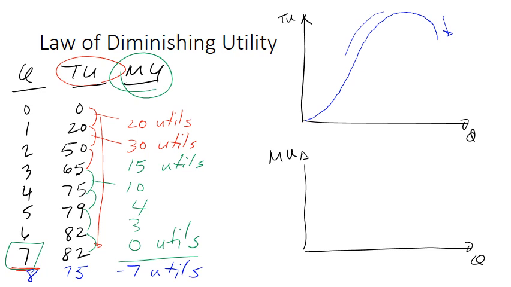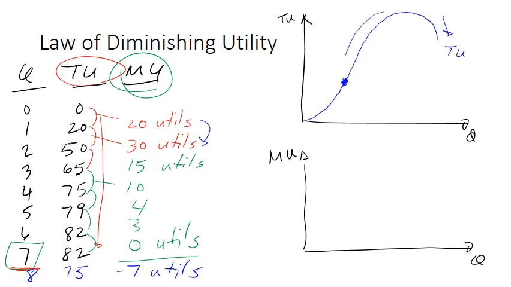Okay. So we can graph total utility, and it kind of looks like this mountain shape over here. And after this second unit, diminishing marginal return sets in. So no longer are we increasing at an increasing rate.